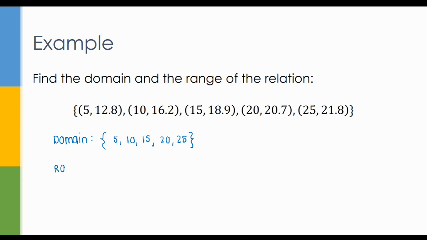So then my range is dealing with all of the y values. Once again, we're going to write it where we have our little bracket. And once again, it's the y values. I want to go from smallest to biggest. Happens to be that it looks the same here as well. So 12.8 is the smallest number, followed by 16.2, 18.9, 20.7, and 21.8. Now, it's not always going to be in order like it is here. So just realize you are going to have to scan those ordered pairs, go from smallest to biggest.